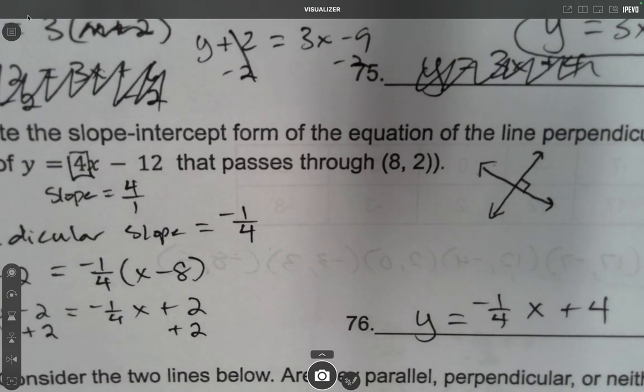Perpendicular means opposite, meaning a different sign. Reciprocal, meaning you flip over the fraction.